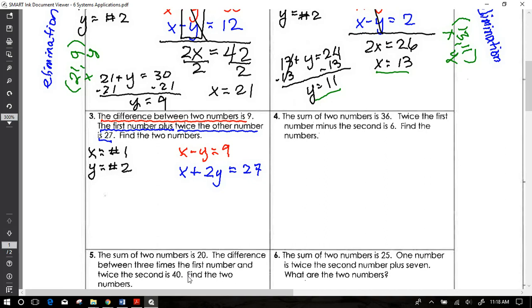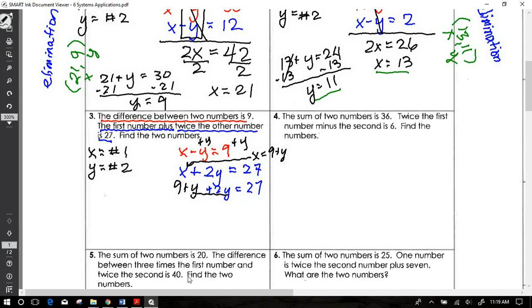Even though one of these equations does not have an isolated variable, it will be very easy to create an isolated variable. If I just add y to both sides here, I now have x equals 9 plus y. And so I am going to plug that into here using the substitution method. 9 plus y, and then bring down the plus 2y equals 27. And then I'm going to continue solving.